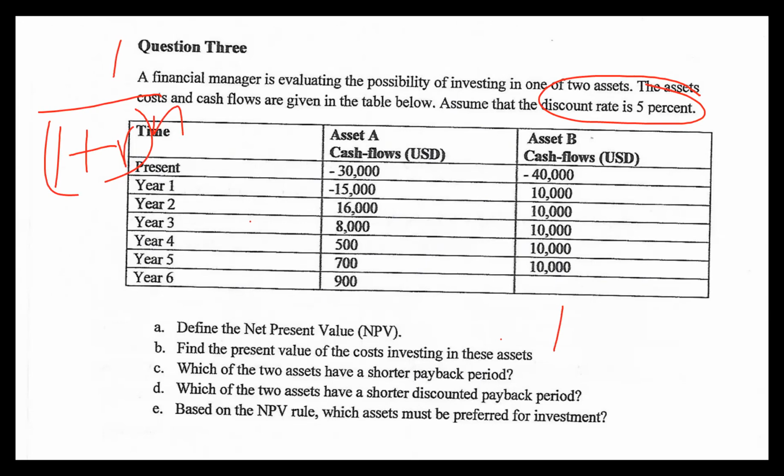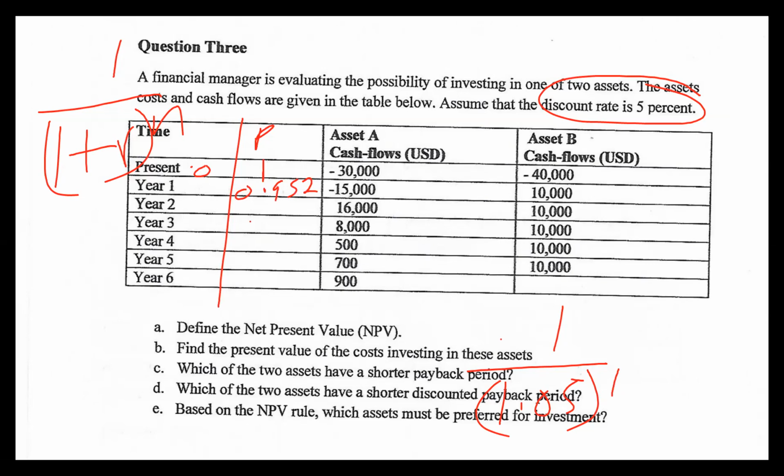So you say 1 divided by 1.05 to the power 0. That is in the present here. It is 0 power. Obviously, this will give us 1. As a discounting factor, this will be 1. Then in the first year, you raise this to the power 1. 1 divided by 1.05 to the power 1. That gives us 0.952.